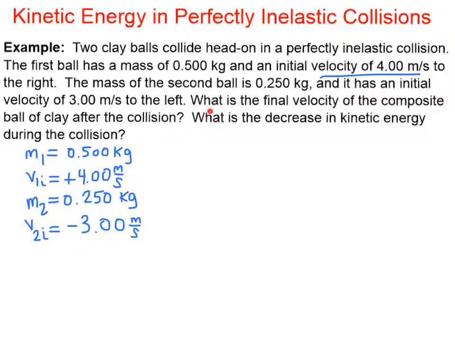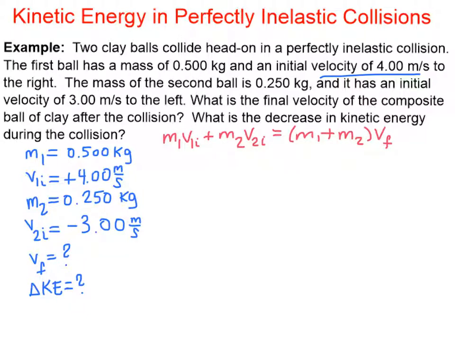Now, the questions that I'm being asked are: what is the final velocity of the composite ball of clay after the collision? And secondly, what is the decrease in kinetic energy during the collision? So to find my final velocity, I'm going to use my equation for perfectly inelastic collisions that we just learned. I'm going to plug my values into that equation and solve for my final velocity. This will be the variable that I am solving for. That will answer this question.